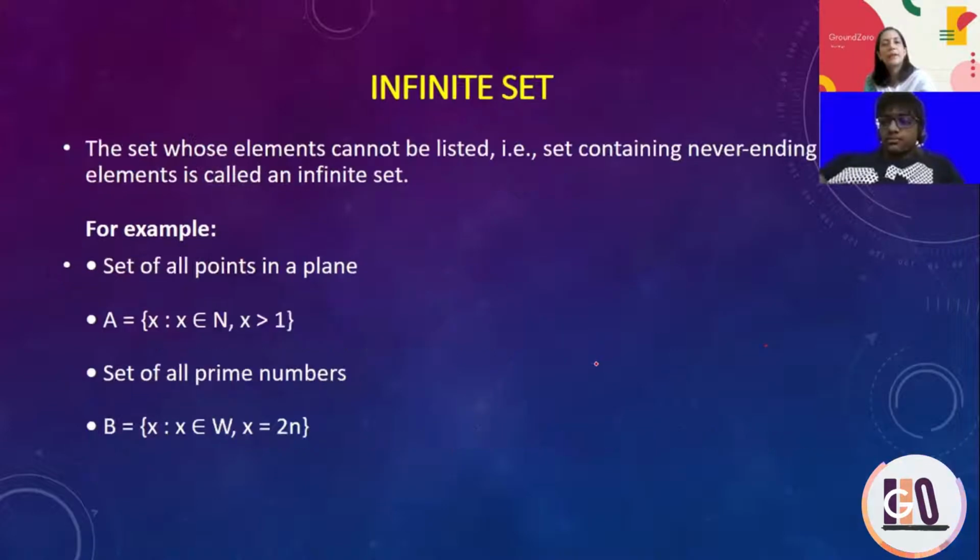Now, what is an infinite set? The word infinite clearly shows it: basically, there are infinitely many numbers in the set. If they ask you for all the numbers greater than 0, you get infinite numbers. Some examples: the set of all points in a plane, which can be infinite, and the set of all prime numbers, which is also an infinite set.